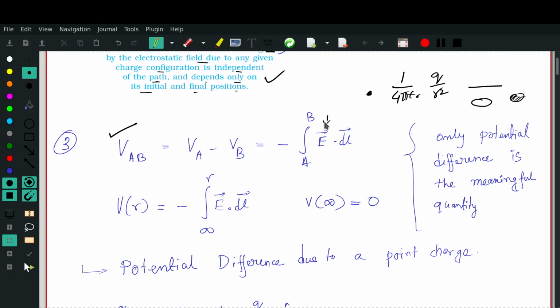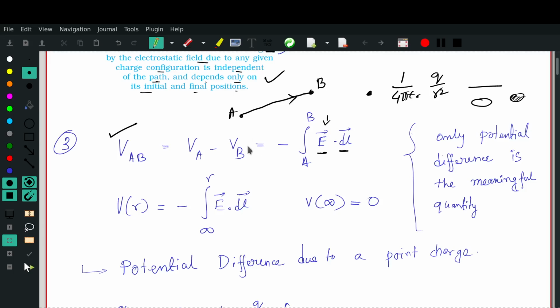What we have to do is take a dot product of the electric field and a line element along the path between A and B. Like I said, if there is some point A and some point B, you could have chosen any path.